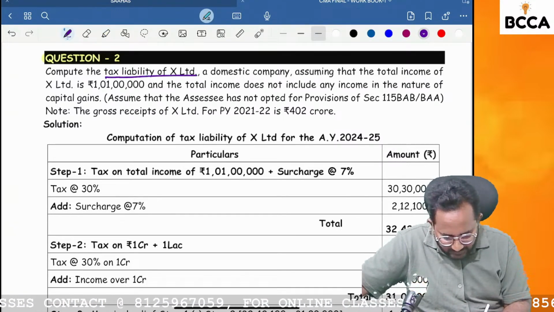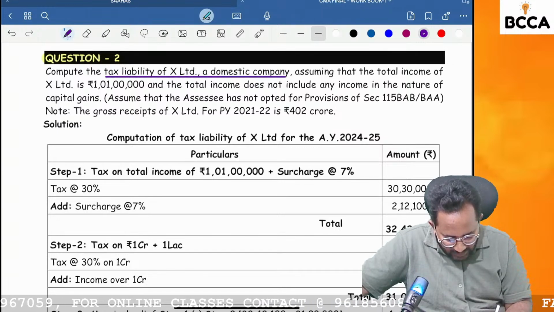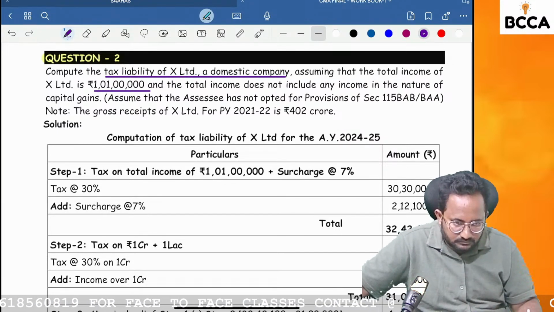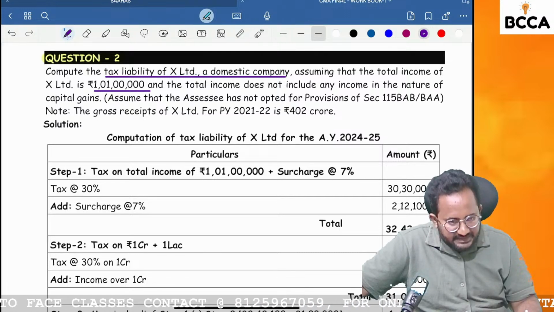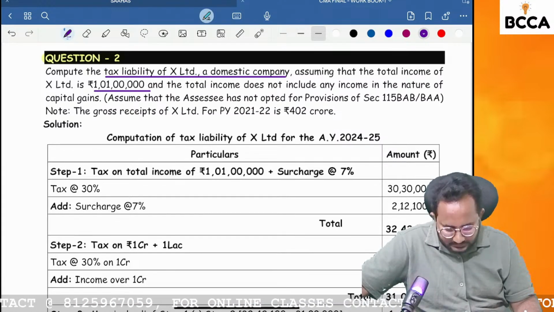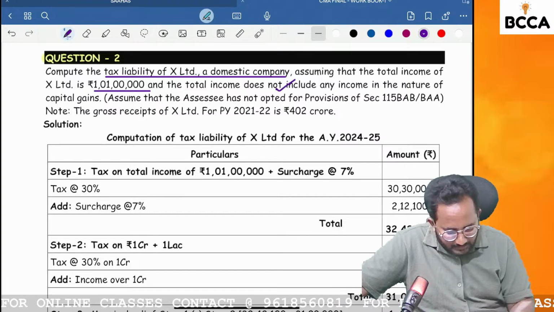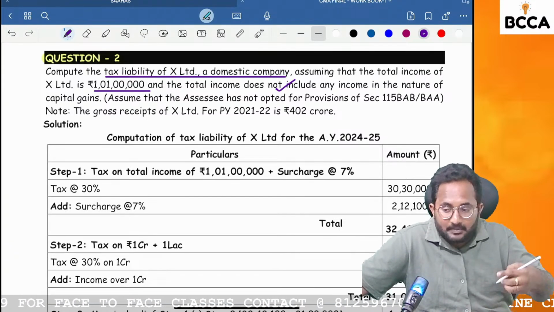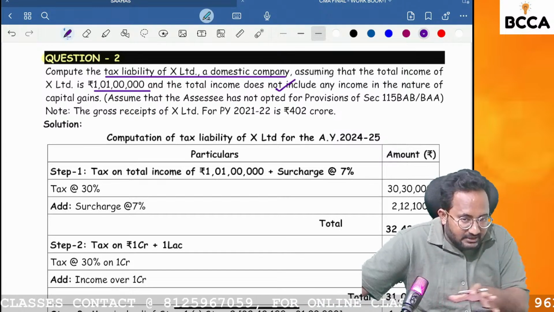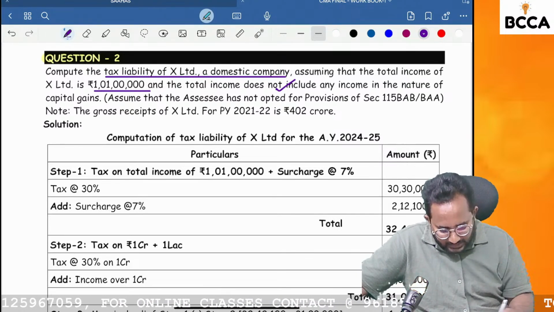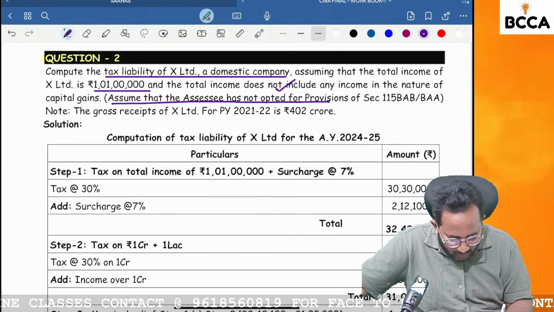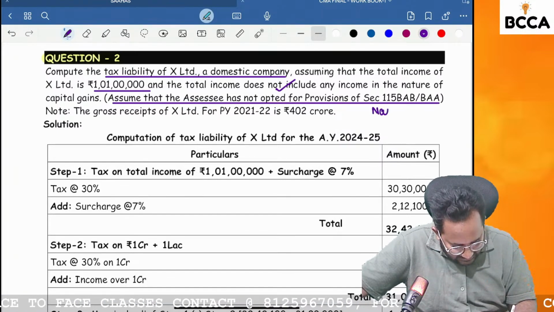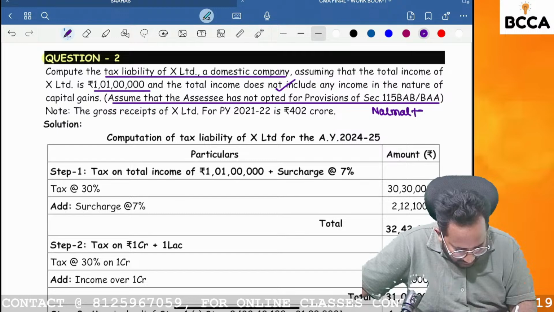Compute the tax liability of X Limited, a domestic company. Assume the total income of X Limited is 1.01 crore, that is, 1 crore 1 lakh. The total income does not include capital gains; if any capital gain is there, we have to pay tax at the special tax rate, but here there are no capital gains. Next, assume that X Limited has not opted for the provisions of 115BAA or 115BAB. That means indirectly they are saying it follows the normal tax rate.